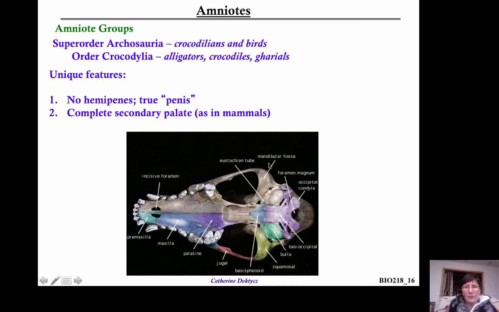Now, this is a mammalian skull that I'm showing you here because I couldn't find a good picture of a crocodilian skull to exhibit this, but they have a complete secondary palate. So this is the palate right here, and normally in life there's, of course, a membrane covering this on the inside of the mouth, and it covers this hole right here. And that's really important because without this secondary palate and that membrane, you wouldn't be able to breathe and eat at the same time. But all crocodilians, as well as mammals, have this secondary palate.